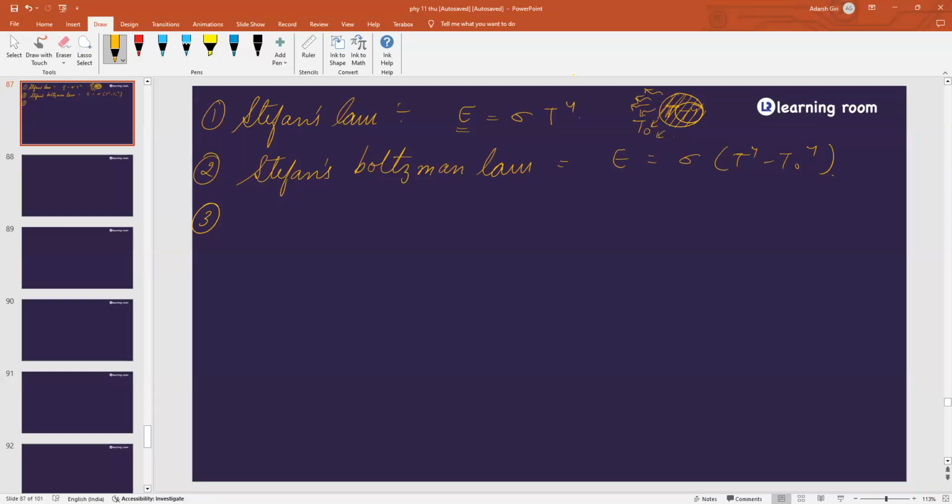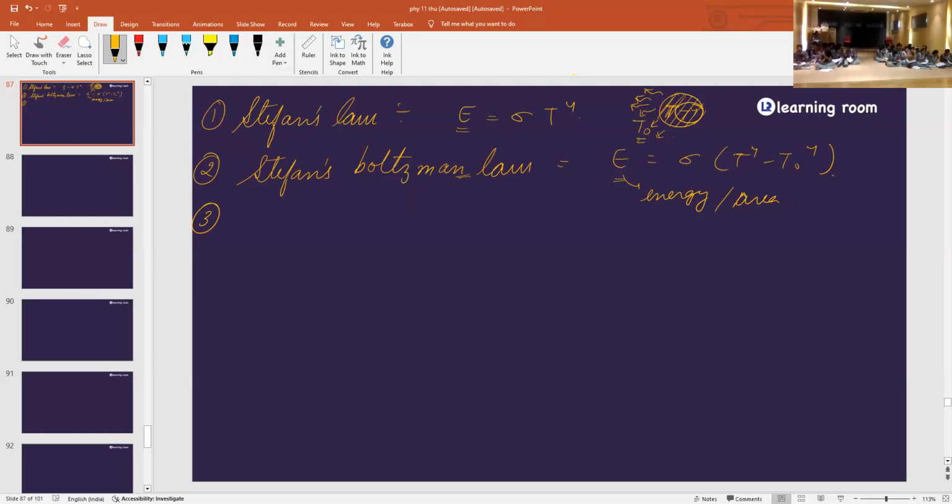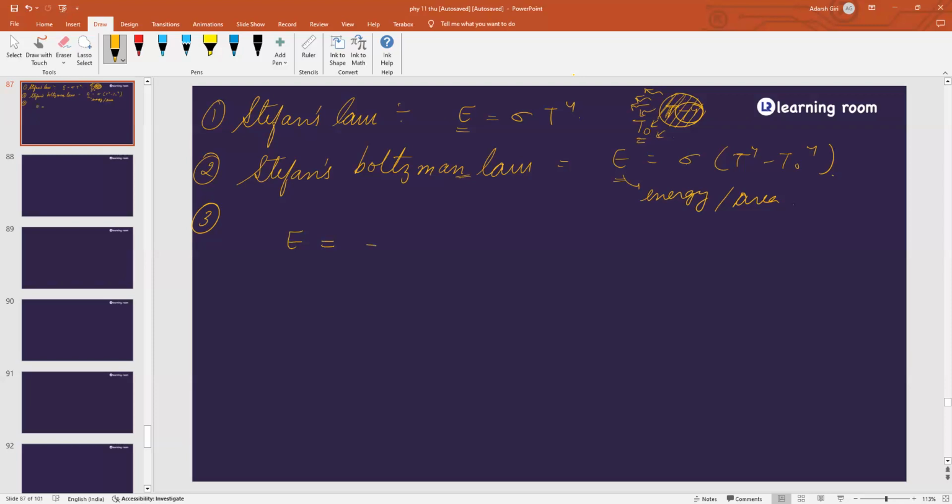Then Stefan-Boltzmann: what Boltzmann did, he modified Stefan's law, and he said that if the external temperature is T naught, then the radiated energy will be sigma into T to the power 4 minus T naught to the power 4. That change he created. So this was energy per unit area; its dimension will be energy by area. If we have the total area, then the total energy will be sigma... One more thing was there: epsilon. Epsilon is the emissivity, that is, how much percentage of it can be emitted.